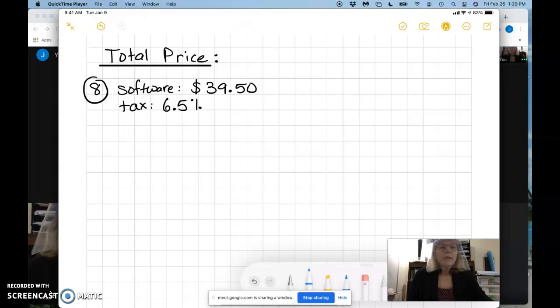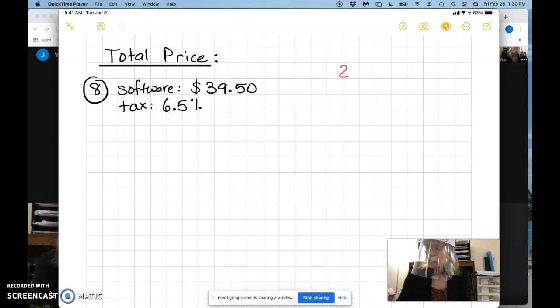Here we go. So I have some software that's $39.50, and the tax on this software is 6.5%. I want to know, how much am I actually going to pay for this? Because I'm not just paying $39.50. I got to add the tax onto that. So what we need to do first is move the decimal point on the tax 2 places to the left. So we're always going to move the decimal point 2 places to the left.